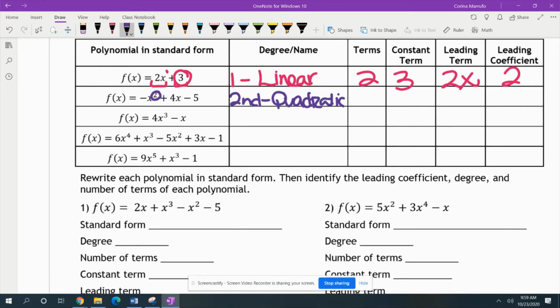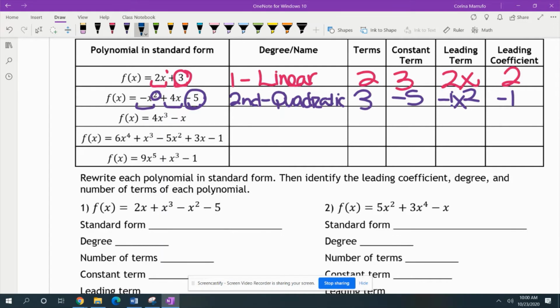Okay, and the number of terms that it has is 3 terms. So 1, 2, and 3. The constant term, which is the number that's by itself at the end that doesn't have any variables, is -5. And then the leading term is -x squared, the one in the very front. And then the leading coefficient, which is a number in the front. Now remember, there's no number here in the front, but we do know it is an invisible one, so -1.